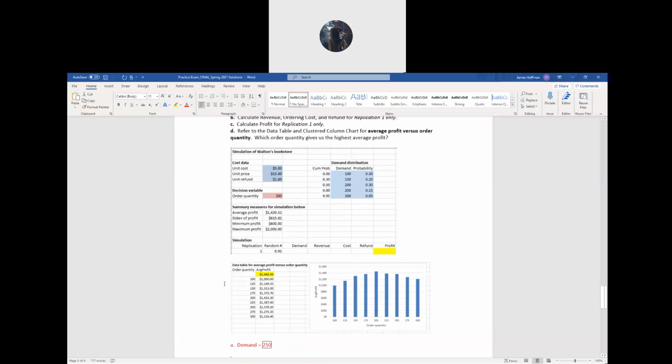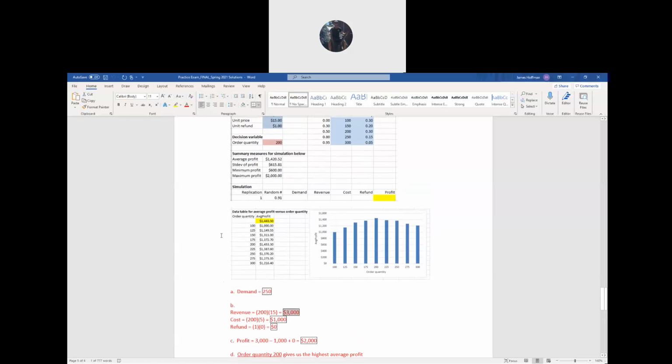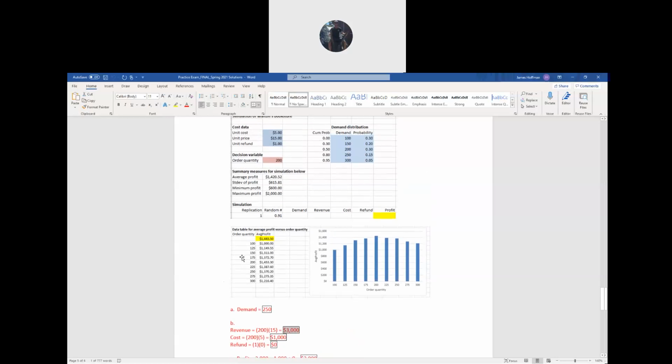So remember the revenue that we get is always whichever is lower, demand or order quantity, times the unit price. Because demand was 250 and order quantity is 200, we only ordered 200, so we can only sell what we ordered. So whichever of these is lower, multiply that times the unit price of 15. In this case, it's 200 times 15, which is a revenue of 3,000. Again, for revenue, take whichever number is lower, demand or order quantity, and multiply it by the unit price.